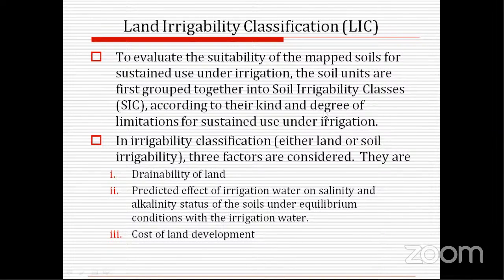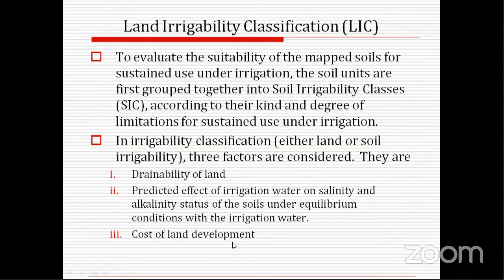So very first, students, we want to see what is the irrigability of a particular soil. For irrigability classification, either land or soil, three factors are concerned. What are those factors? Very first, drainability of the land. Now you should think very critically. Second, predicting the effect of irrigation water on the salinity and alkalinity status of the soil. If there is salt under equilibrium conditions with irrigation water, it is simply the salt water balance, which we will read in the coming syllabus.